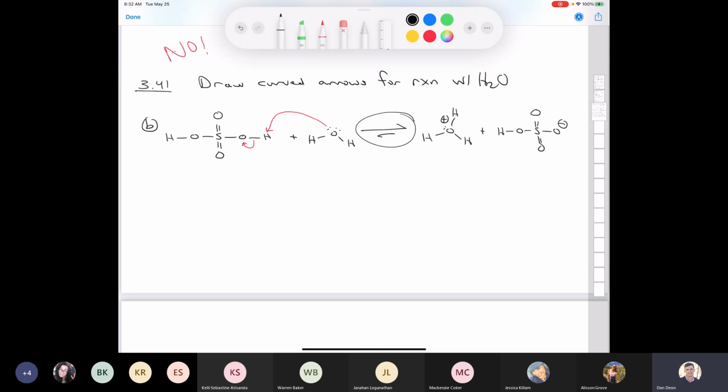Now, if you're wondering, why did you draw the equilibrium arrows like that? Let me repeat myself again. The pKa of sulfuric acid is -9, and the pKa of hydronium is -1.7, something like that. So the equilibrium is going to lie to the side of the weaker acid. So it's going to lie to the side of the products. Let's try the next one.